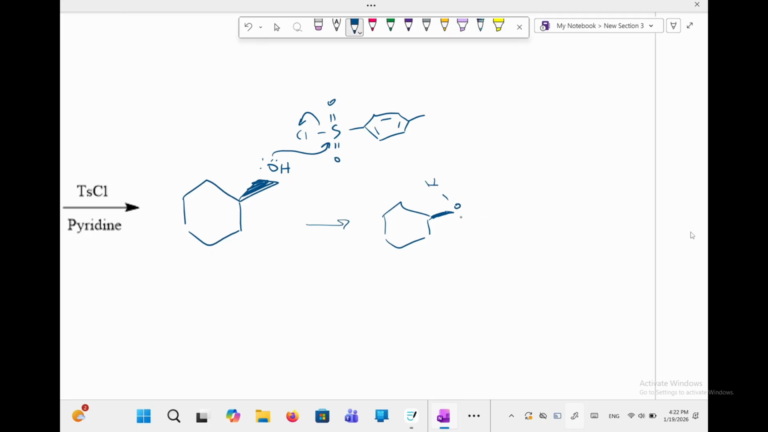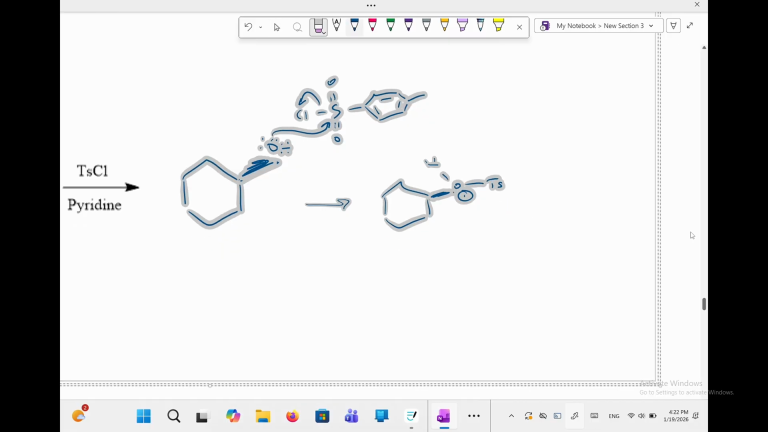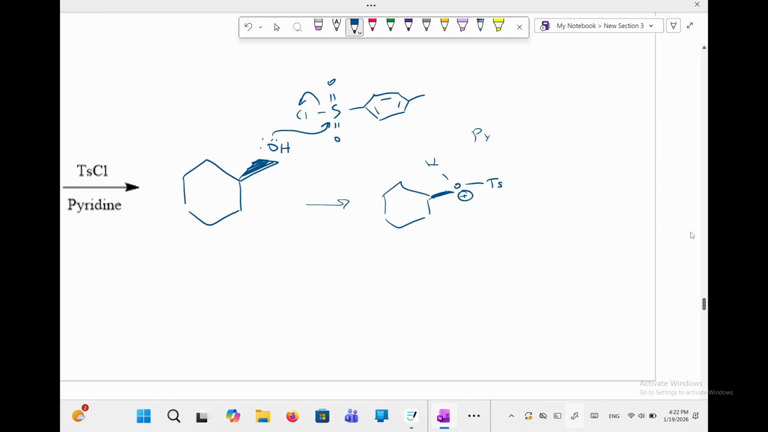Okay. I'm going to abbreviate this as tosyl, OTs. Pyridine is going to deprotonate that, so pyridine. And then we have our leaving group here.